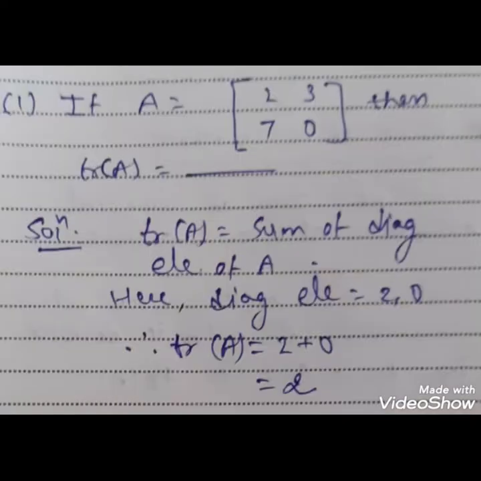Let us solve examples of the trace of a matrix. Here matrix A is given, which is of order 2 by 2. If A equals the matrix with elements 2, 3, 7 and 0, then find trace of A. We know that the trace of any matrix equals the sum of diagonal elements. For matrix A, the diagonal elements are 2 and 0. To find the trace, we take the summation of these two elements. So trace of A equals 2 plus 0, which equals 2. So we get the trace of matrix A equal to 2.